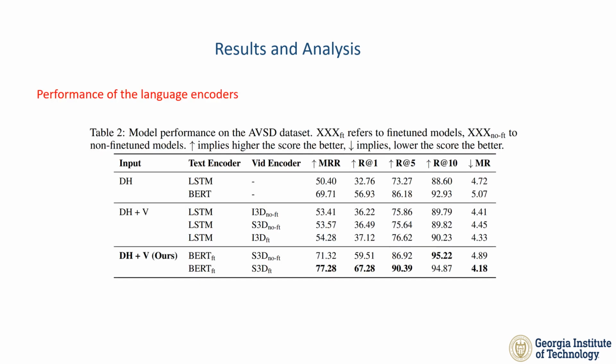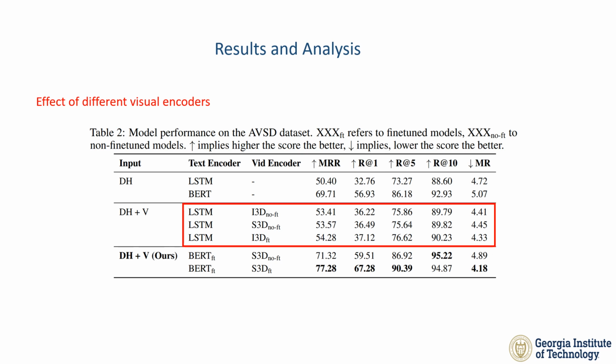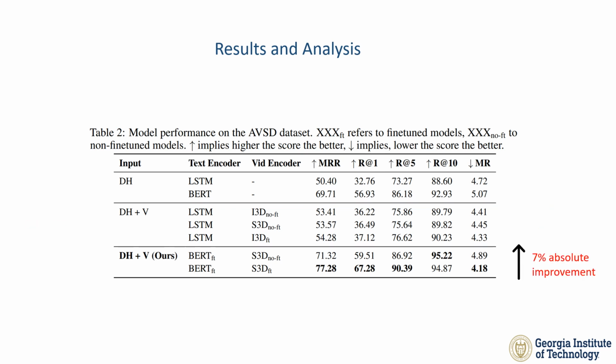First, we evaluate the performance of the language encoders. We note that the BERT encoder significantly outperforms the LSTM encoder, achieving 19% absolute improvement. We also measure the effect of utilizing different 3D CNN networks to extract the visual representations. We observe that different 3D CNN networks perform comparably. Finally, the model that is jointly fine-tuned on both modalities achieved the best performance across all metrics with 7% in absolute improvement.